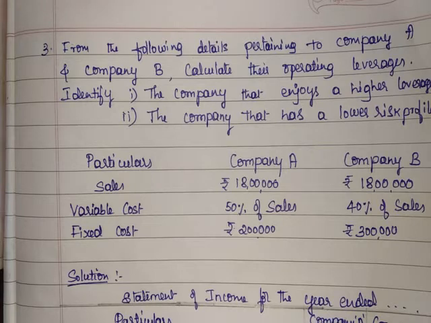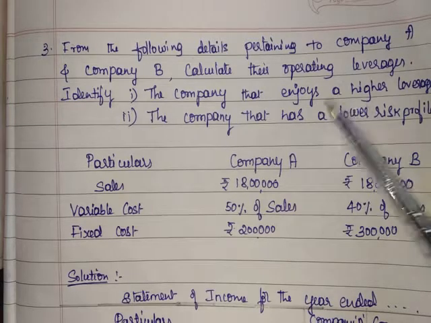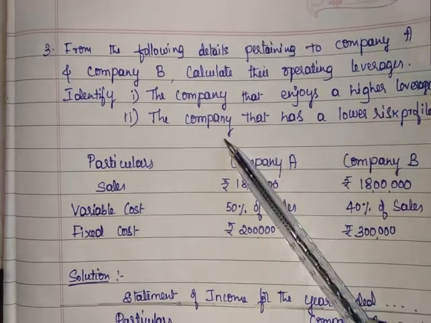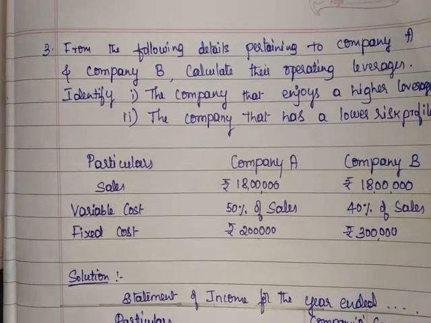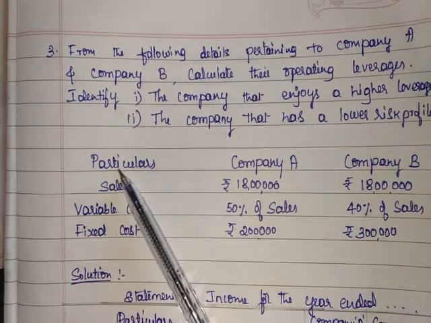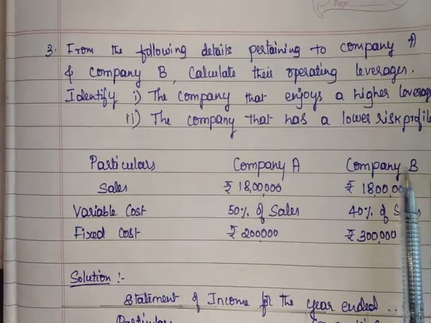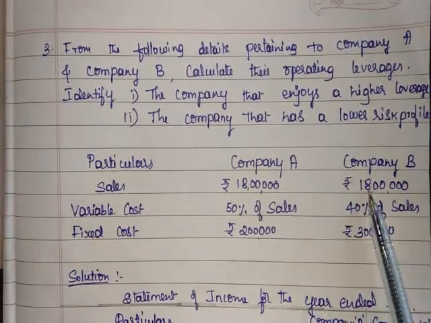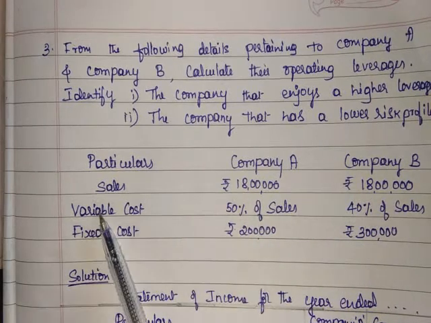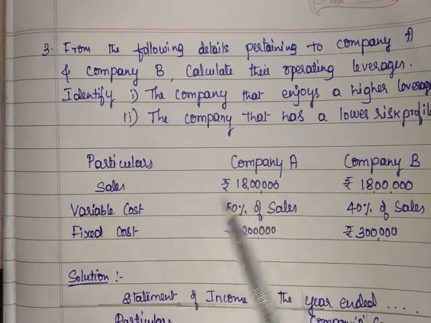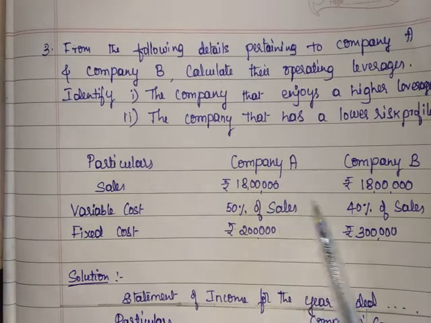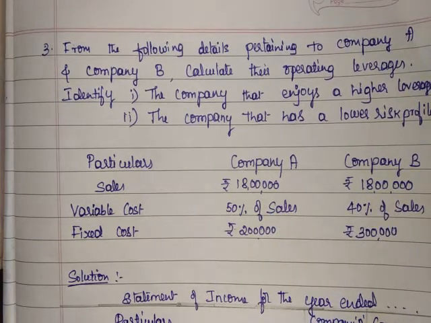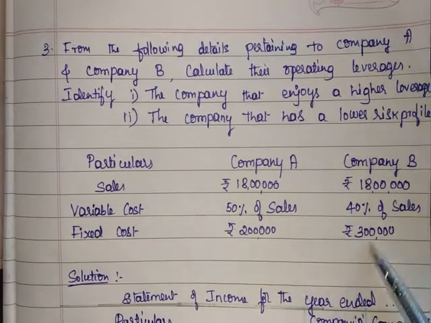From the following details pertaining to company A and B, calculate their operating leverages and identify the company that enjoys a higher leverage and the company which has a lower risk profile. So information is given about company A and company B. Sales is 18 lakh for both companies, it is the same. Variable cost is 50% of sales, so 50% of 18 lakh is 9 lakh. 40% of 18 lakh means 7 lakh 20,000. Fixed cost is 2 lakh and 3 lakh.